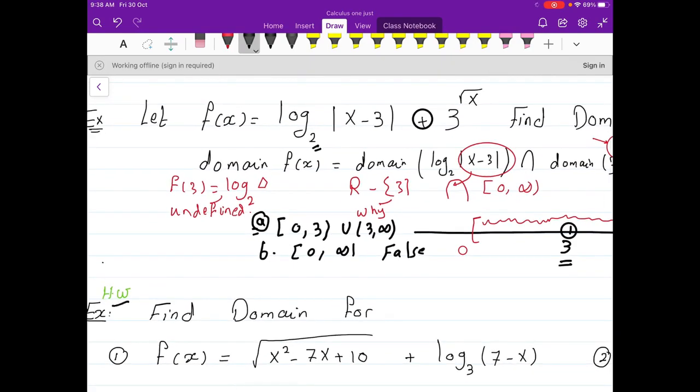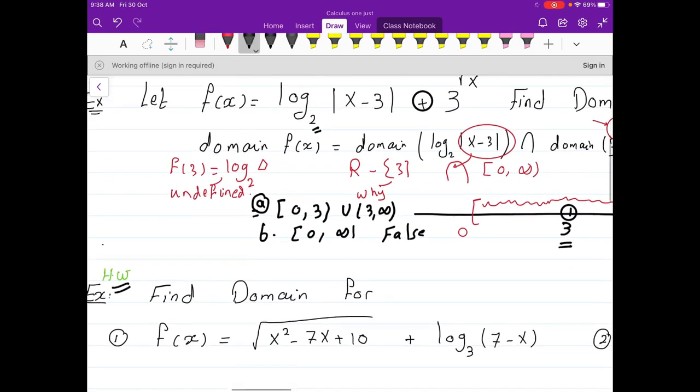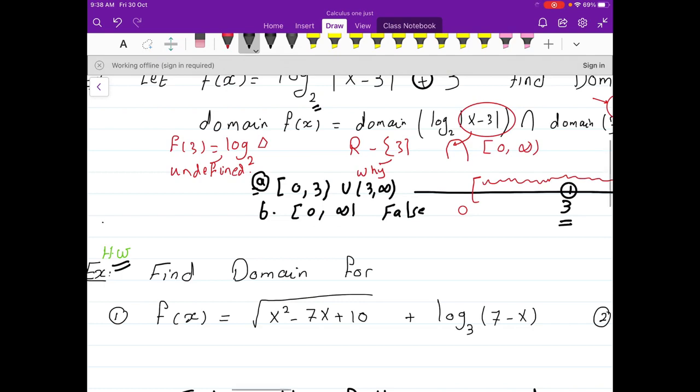To practice for the domain, find the domain for f of x equal the square root of x squared minus 7x plus 10, plus log of 7 minus x for the base 3. Hint: to find the domain, you must find the domain for each function. How can you find the domain for this function?